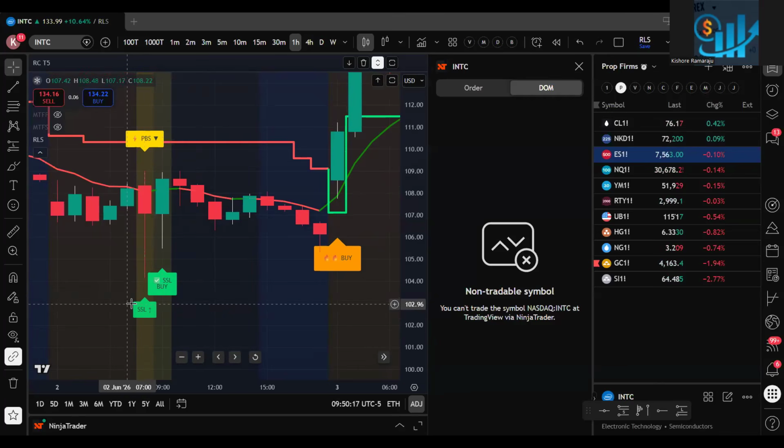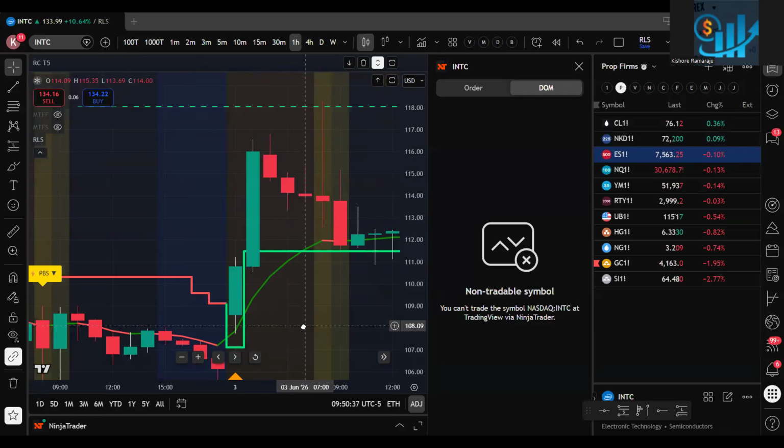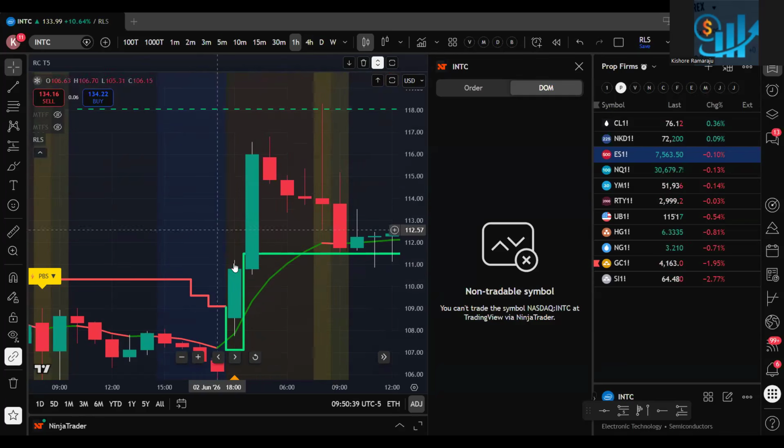So here you got a sell side liquidity immediately. It did a big wick. It took all the stop losses. Immediately you got the SSL buy. So here you are entering around $108. If you are entering after this buy signal, you are entering around 111.3. So you are able to catch this huge move.